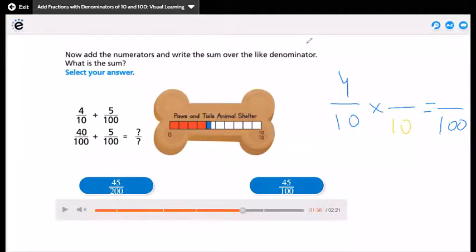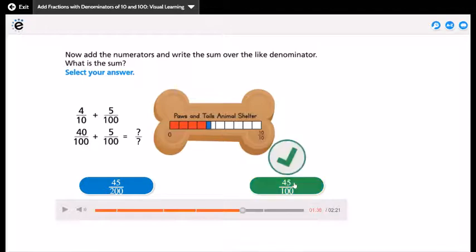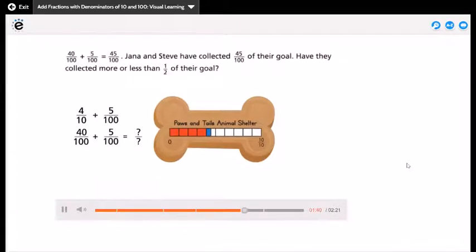So if we multiply the denominator by 10, we should also multiply the numerator by 10. So 4 times 10 is 40, and 10 times 10 is 100. To add both, we should add only the numerators. So 40 plus 5 equals 45. The denominator will not change, so 45/100. 40/100ths plus 5/100ths equals 45/100ths. Jana and Steve have collected 45/100ths of their goal.